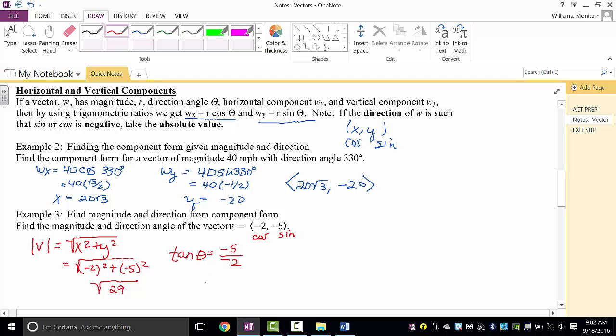I'm looking for the angle, so that means I will end up doing the inverse of tangent. Enter the inverse tangent of negative 5 divided by negative 2 in my calculator, and yes, you get a negative angle. But keep in mind that direction is never negative. So if your direction is a negative answer, you take the absolute value. So the direction angle is 68.2 degrees. We're not done.